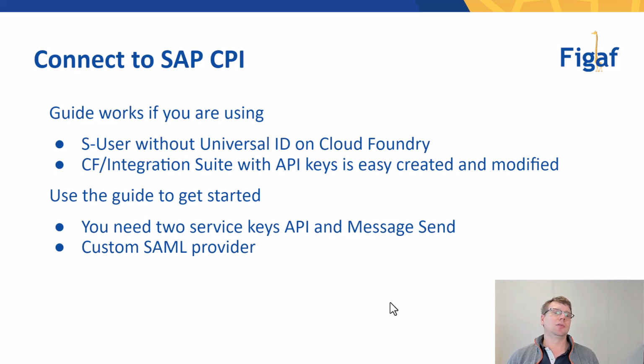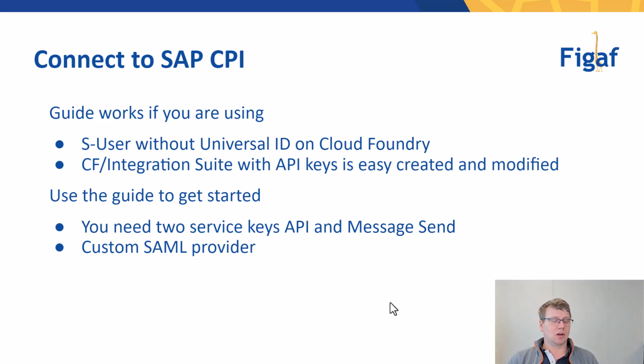We can connect with the S user if it does not use a universal ID, at least on Cloud Foundry. And then the better way for integration suite or Cloud Foundry is to use the API keys to get that done. And then you need two API keys, API and message send. So we can invoke both the API and message send.